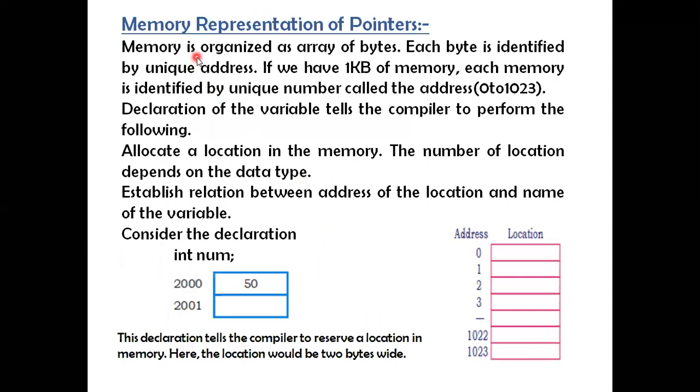Look at this, memory representation of a pointer. Just have a look at this explanation, this paragraph. And below you are seeing the 2 memory representations. This is one and this is another one. I'll explain these 2. Before that, have a look at this explanation. Computer memory is organized as an array of bytes. As we all know, an array is a collection of elements having the same name and same type. Memory is organized as an array of bytes.